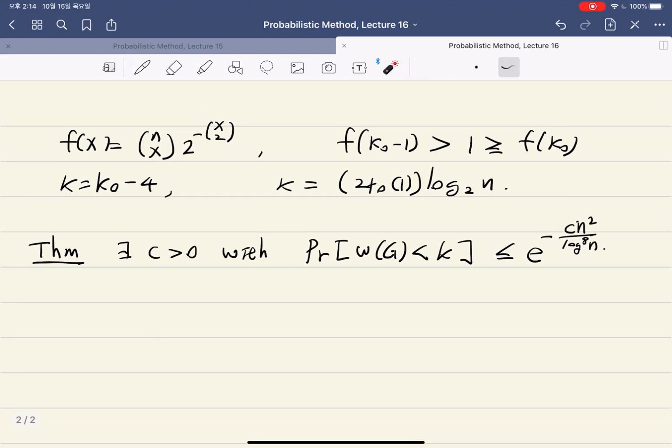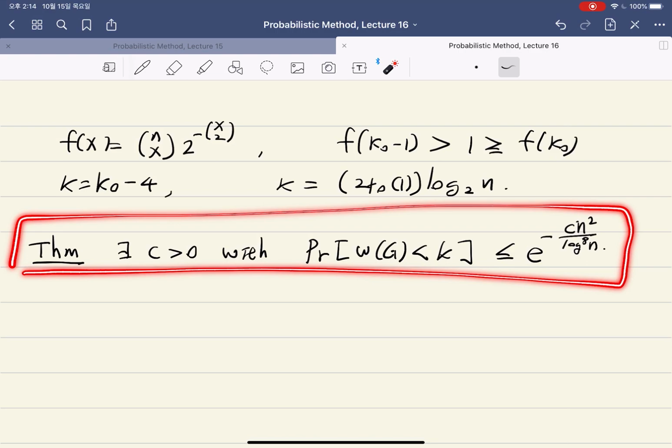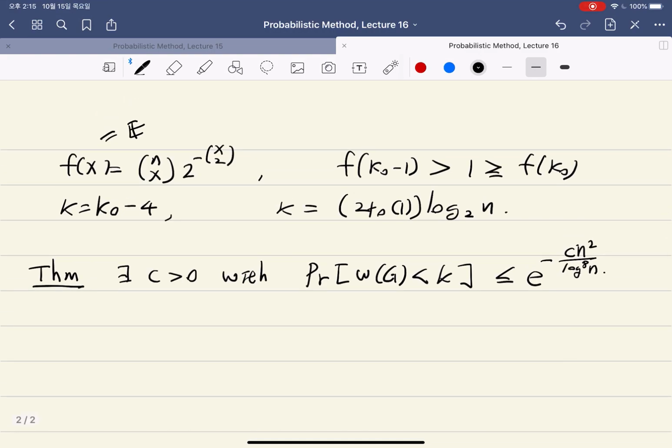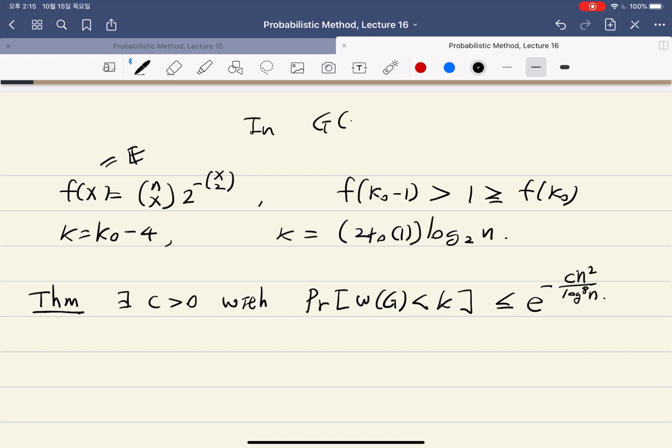So last time we proved this theorem showing that the probability of the clique number being smaller than k is extremely small. And here k is defined in this way. So we consider this f of x, which is the expectation, and here we are thinking about this in G(n, 1/2), the random graph. And this f is the expectation of the number of x-cliques.